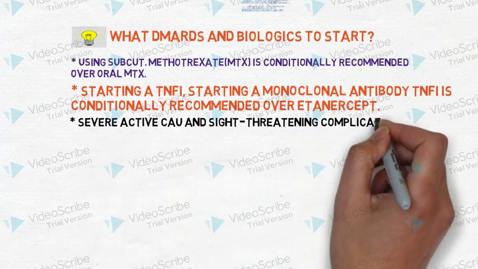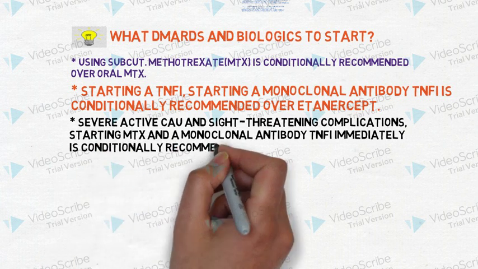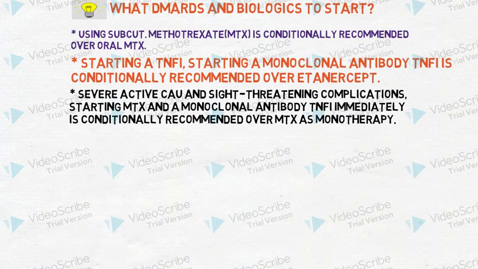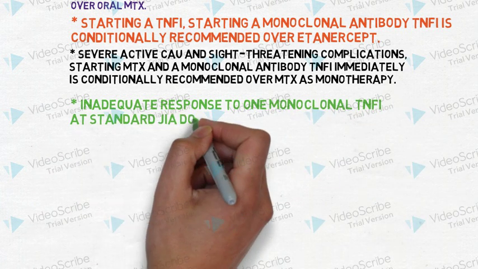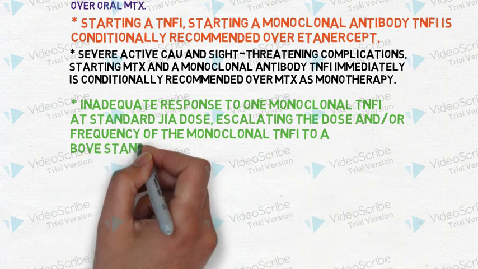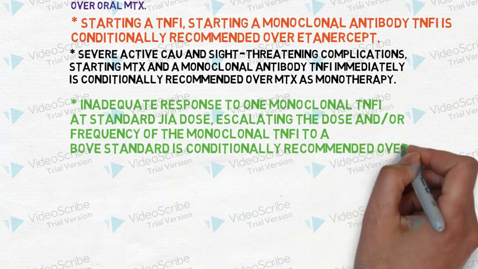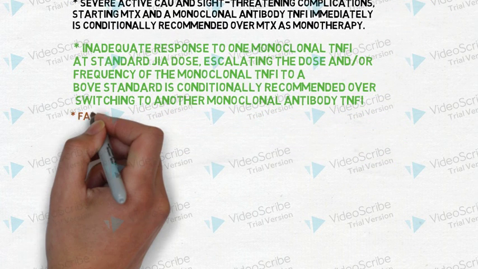In severe active uveitis, sight-threatening uveitis, we don't follow a stepwise approach. We start from the beginning with methotrexate and a monoclonal antibody TNF inhibitor. If there is no adequate response to monoclonal TNF at the standard dose, we should escalate the dose or frequency of the monoclonal TNF to above the standard dose.